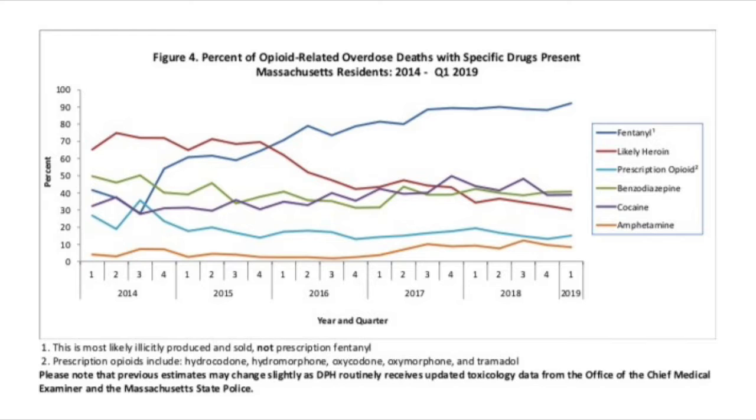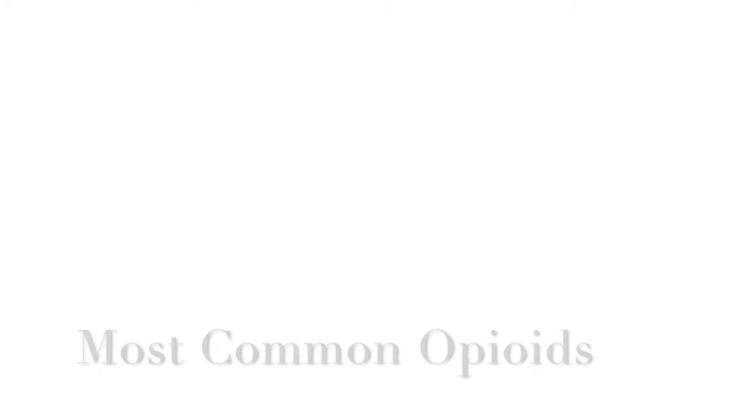This graph depicts current statistics on opioid-related deaths that have occurred in Massachusetts. As you can see, drugs like fentanyl have higher death rates, but drugs like heroin have decreasing death rates. Why? This could be due to the increased use of naloxone to save people during overdoses. Let's take a look at the molecular structure and facts about common opioids.